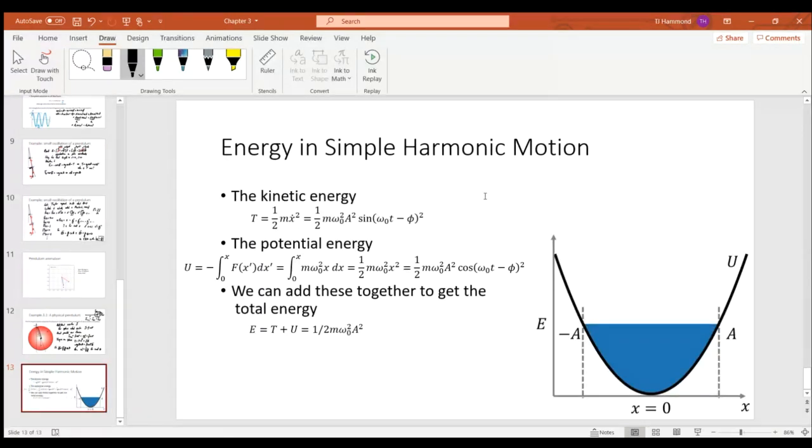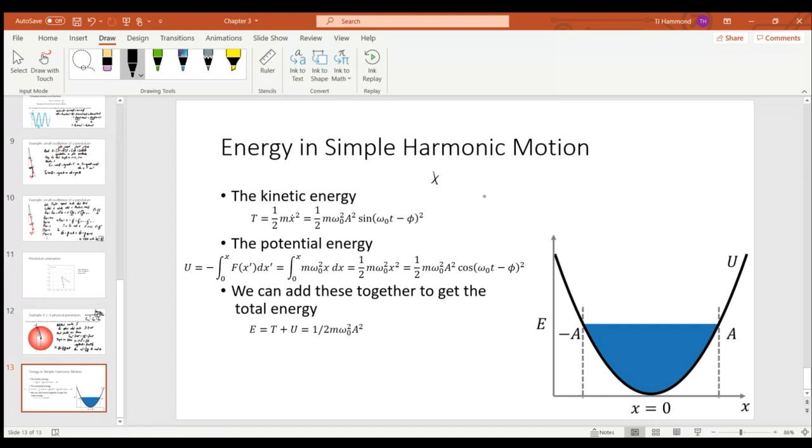Talking about energy in simple harmonic motion, this is a good example of how to visualize stuff with energy. It's so common and pervasive that it's really good to see this as early as possible. The kinetic energy is always going to be 1/2 mv squared, of course, or 1/2 m x dot squared.